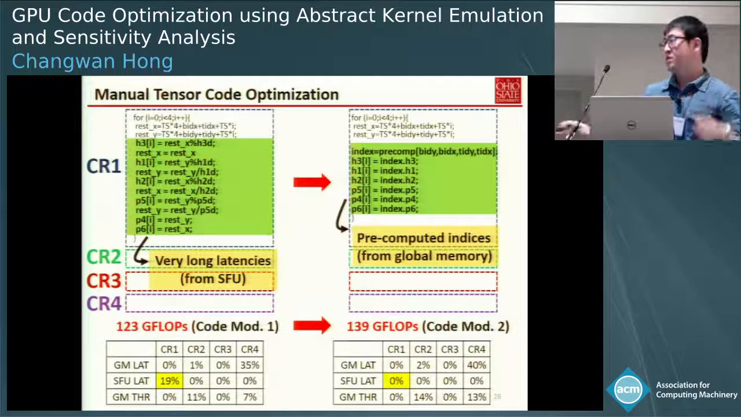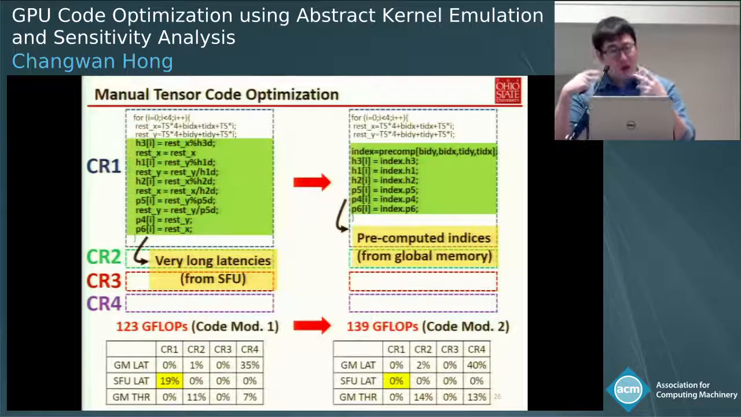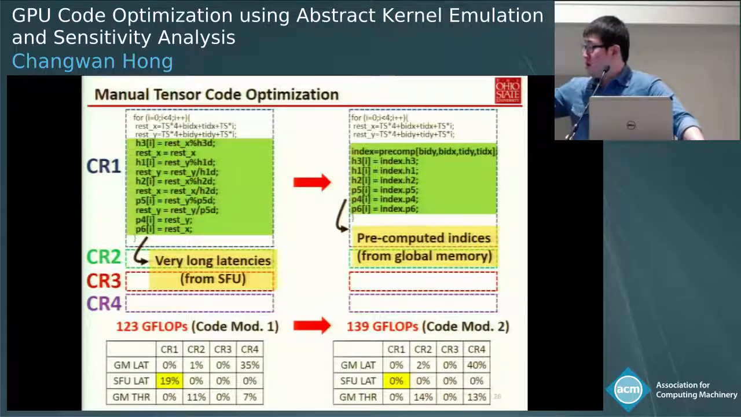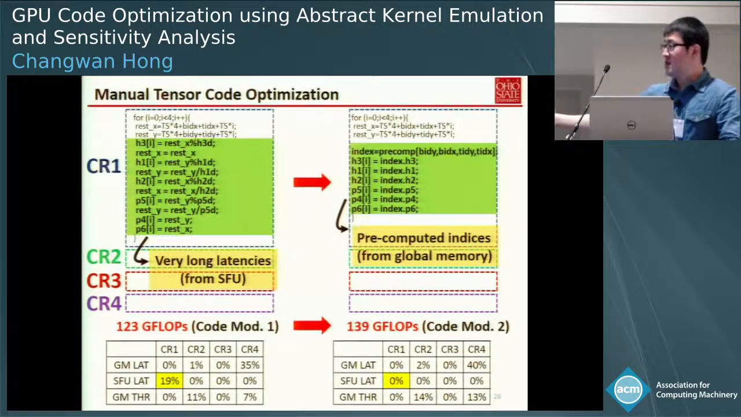Now we can focus on special function unit latency in code region 1. Similarly, the sensitivity with respect to global memory throughput in code region 1 is 0%. So we can allow some more global memory operations in code region 1. What we did is we pre-computed these indexes and put them in global memory. So these long latency special function unit operations are converted to memory access operations. So performance is improved to 139 gigaflops.